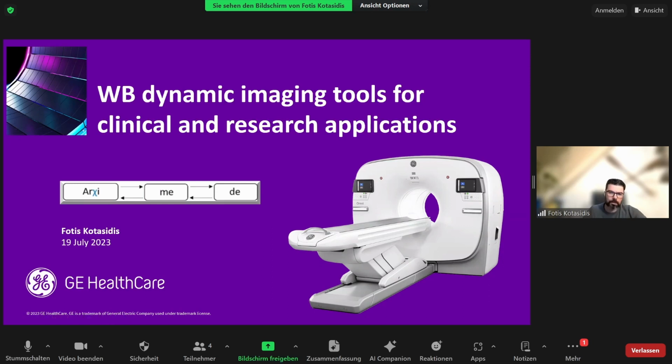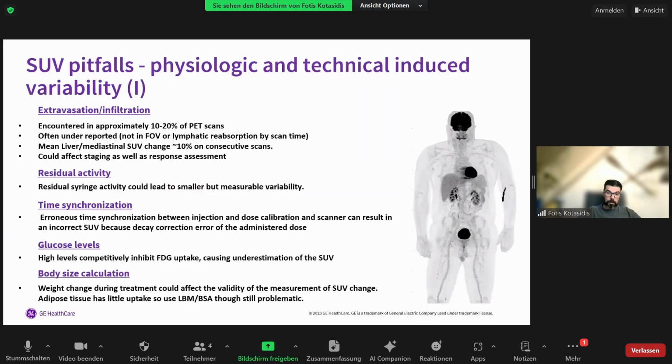Like the previous speaker, I'm also going to talk about our software solutions for whole body dynamic imaging with Patlak analysis. So again, as has been mentioned, SUV probably is not the best that we can do in clinical practice. There are a lot of issues related to SUV.